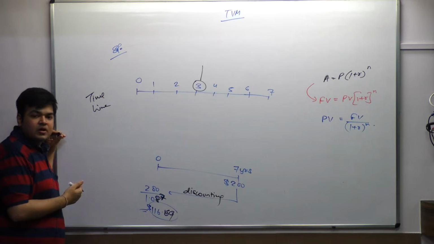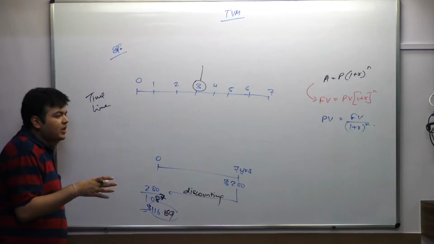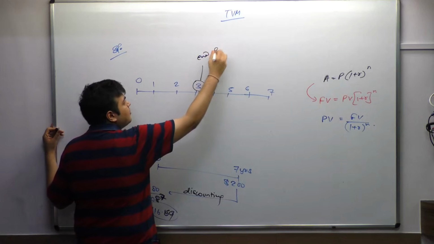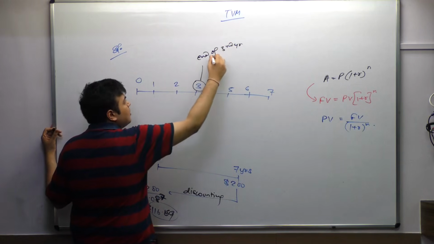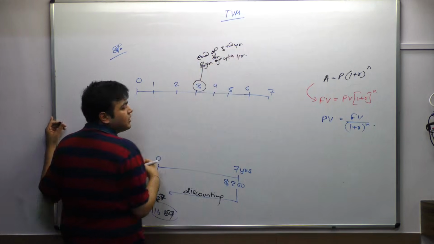This is end of third year. This is beginning of fourth year. So अगर कोई क्वेश्चन में बोलता है I'm getting $100 at the beginning of the fourth year, this is the beginning of the fourth year. This is end of third year or beginning of fourth year. Don't make a mistake here.